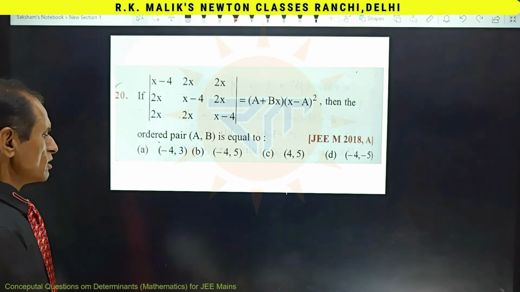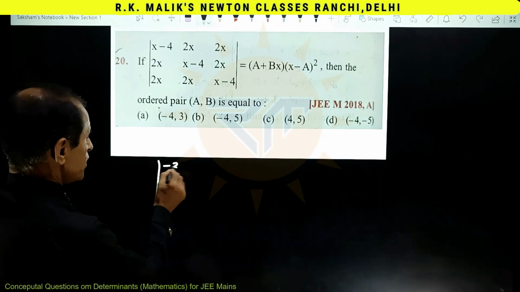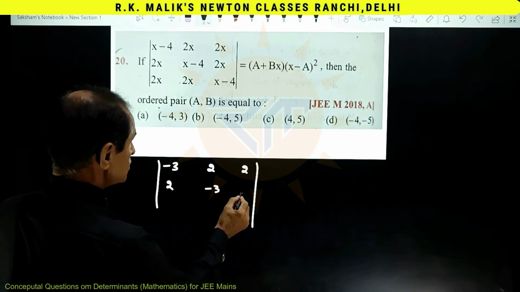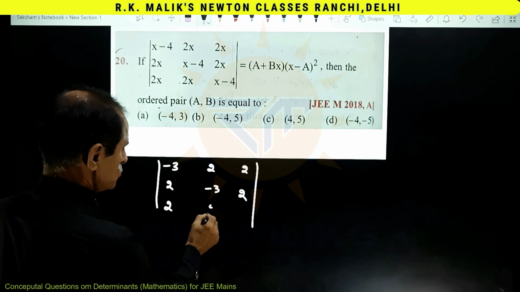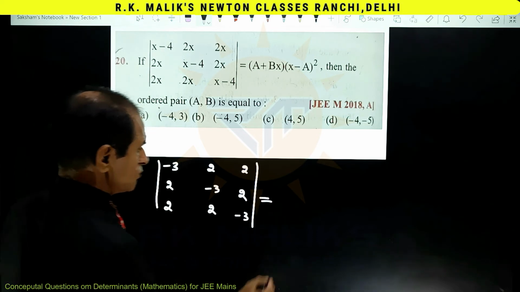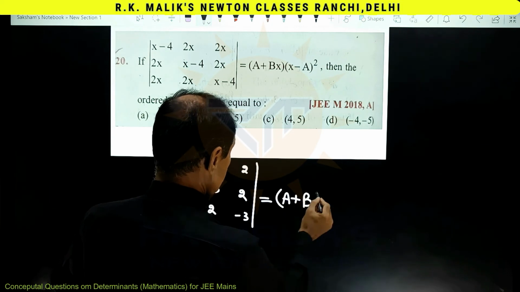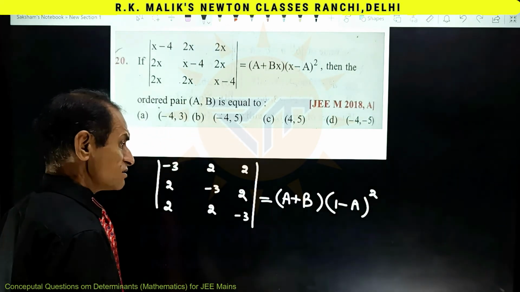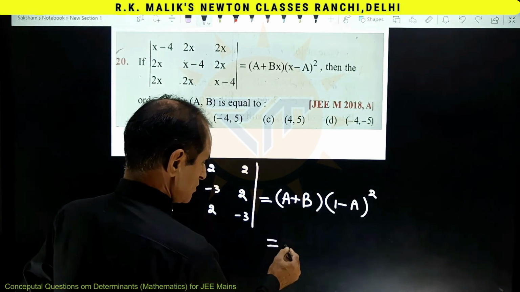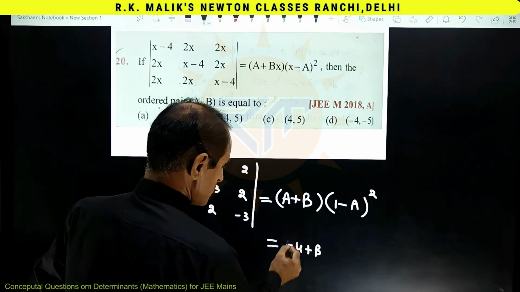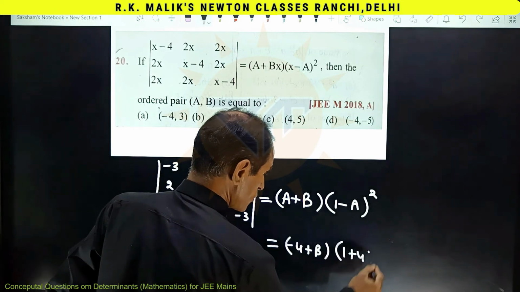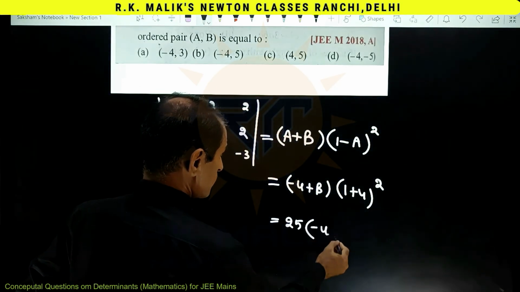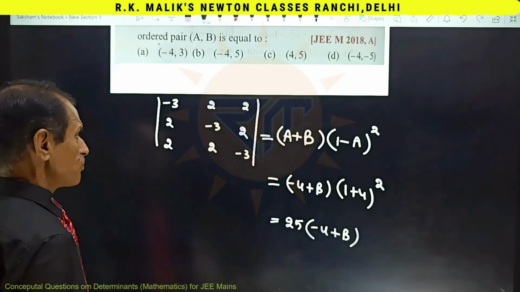Now, after putting x equal to 1, you will get minus 3, 2, 2, 2, minus 3, 2, 2, 2, minus 3 is equal to A plus B into 1 minus A whole square. But A is already known to us. Therefore, we get minus 4 plus B into 1 plus 4 whole square. That is, the right hand side is 25 into minus 4 plus B.